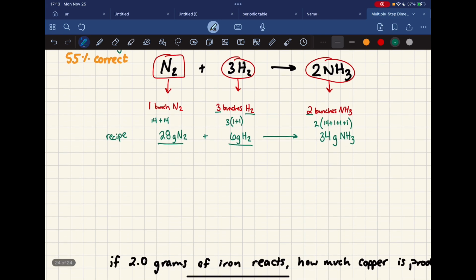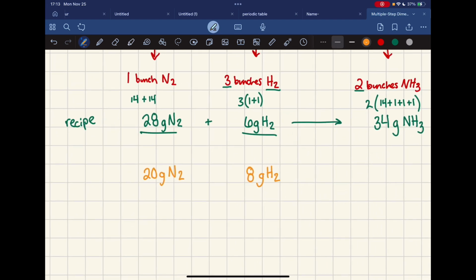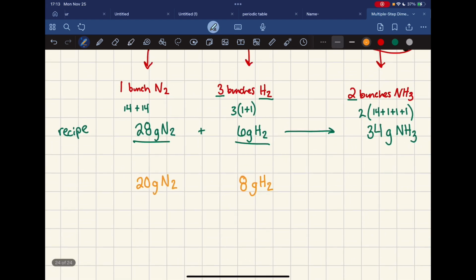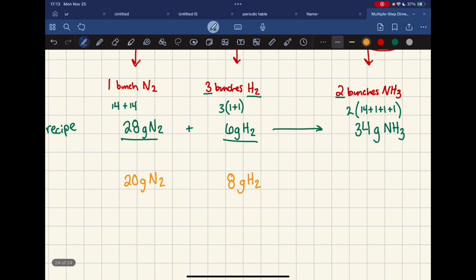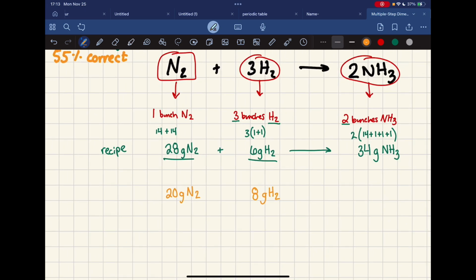All right, so let's fill in those numbers down here. 20 grams of N2 and 8 grams of H2. What we need to recognize here, or I guess what we need to figure out, is do we have enough reactant to follow our recipe?